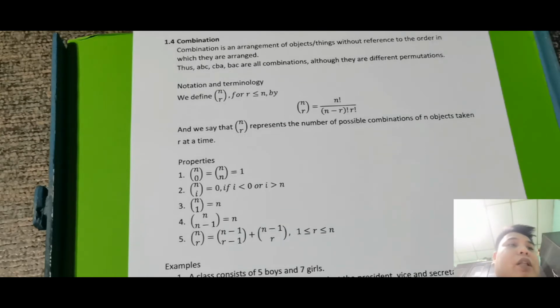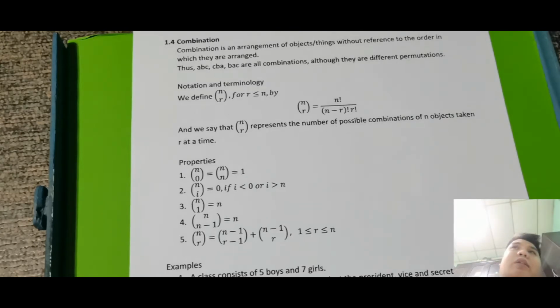Okay guys, so welcome ulit sa ating YouTube channel. So ito na yung lesson 1.4 ng combinatorial analysis sa ating probability. So this is all about combination. Okay, so combination is an arrangement of objects or things without reference to the order in which they are arranged.